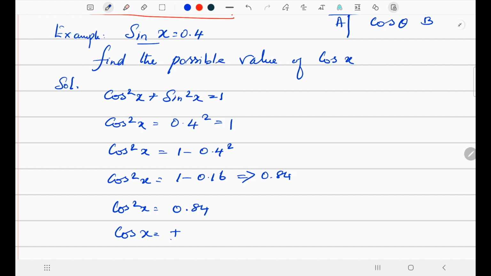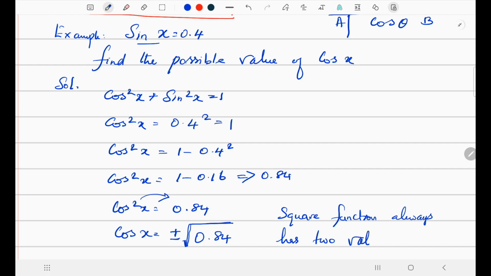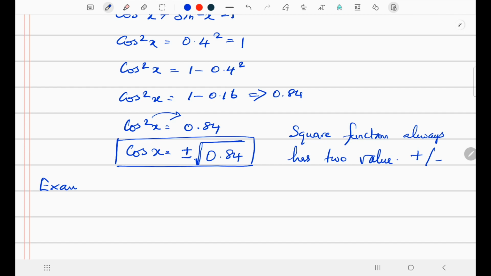cos square x equals 0.84, so cos x equals plus or minus root of 0.84. The square comes to this side and it becomes a root, right? Why plus or minus? Because the square root, the square function, always has two values. So that is why we always say plus or minus. Clear? So this is the value of cos x. If sine x equals 0.4, then the corresponding value of cos x equals plus or minus root 0.84.